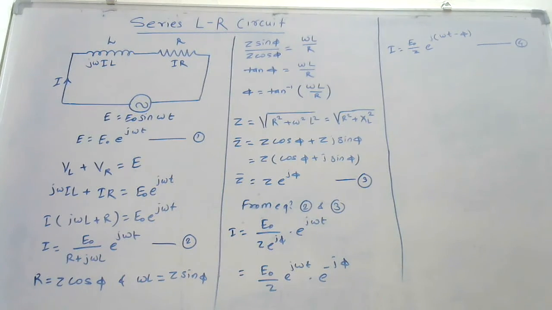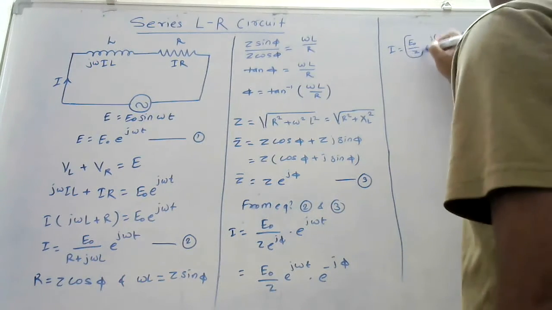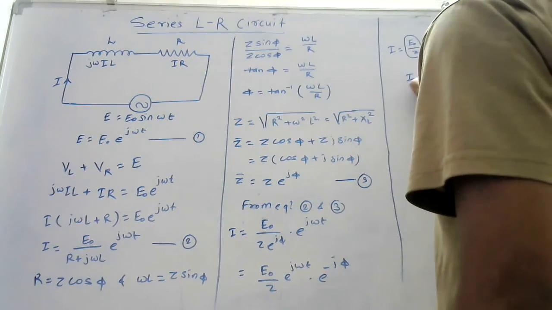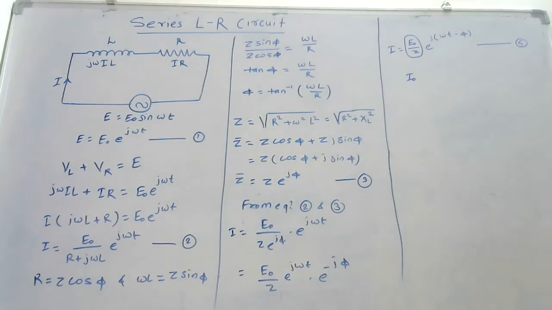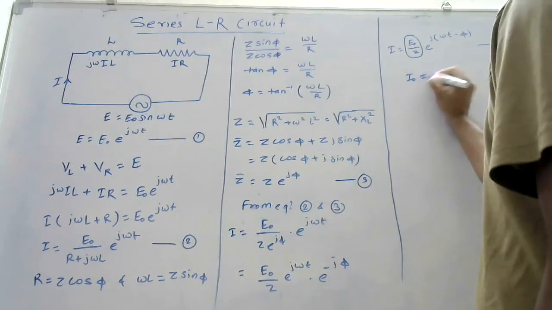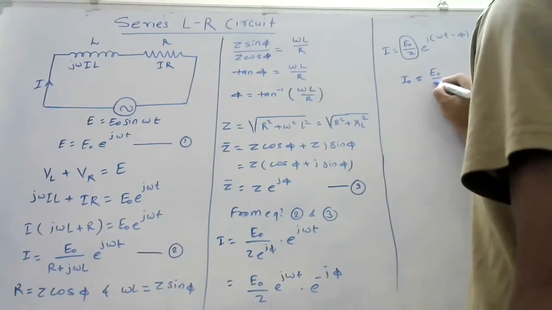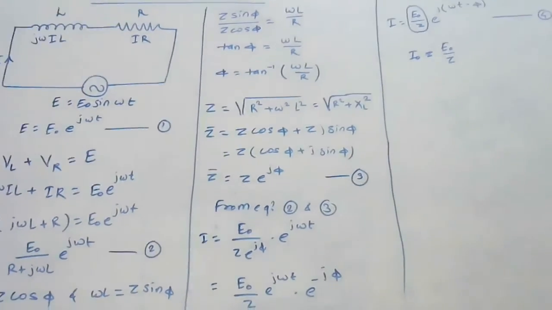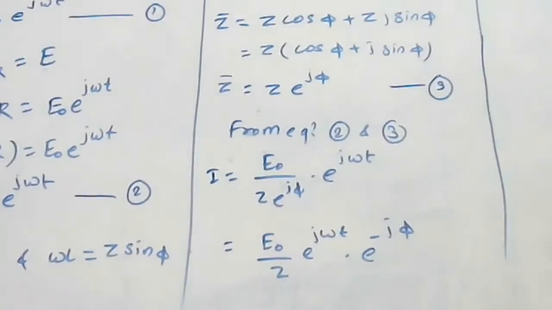From this equation, we have to find out the peak value of current. This is E0 upon Z. E0 upon Z is called the peak value of current. Peak value of current is denoted by I0. That is, I0 is equal to E0 upon Z. That is called the peak value of current.